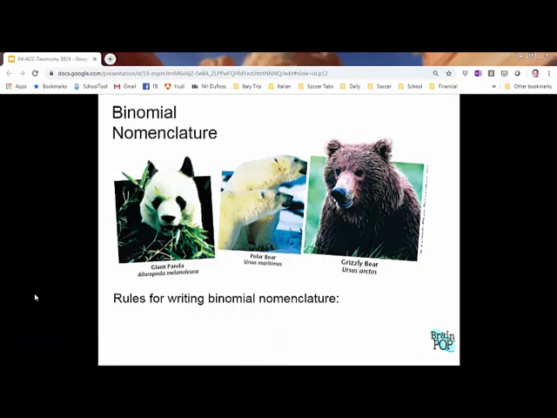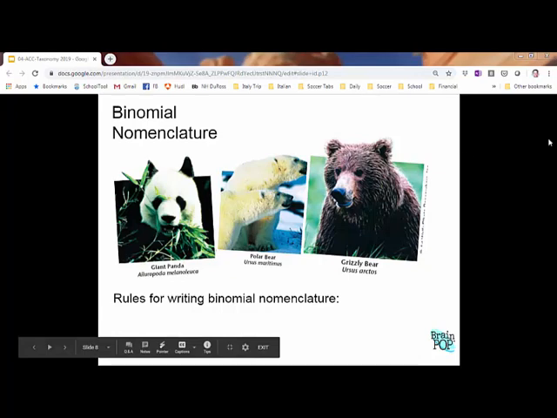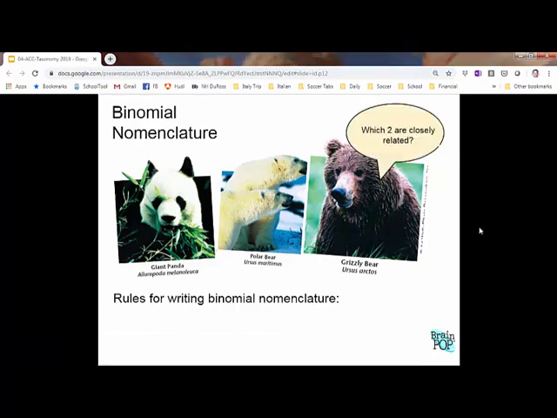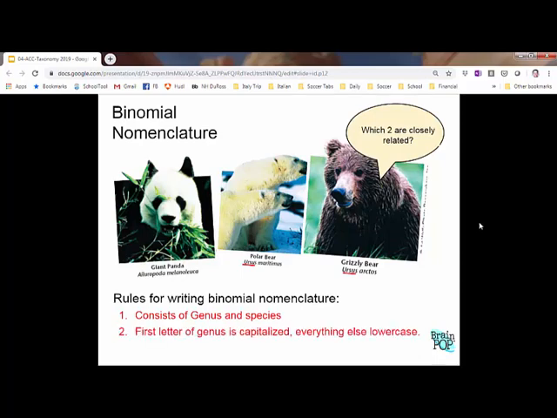There are a couple of rules that we follow when we write a scientific name. First off, they are the genus and the species name. We only capitalize the genus. The species name is lowercaseified.